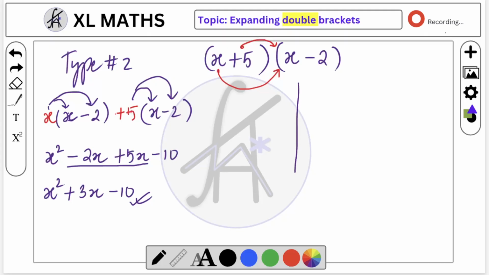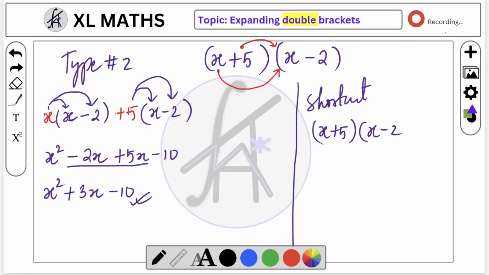Let's do the shortcut. What we have in here, x plus 5 the first bracket, x minus 2 the second bracket. We're going to be writing x squared. Okay, you will take the first number and the second number. So the first number is 5 and the second number is minus 2. So what's 5 minus 2? That's 3, right? A positive 3x.